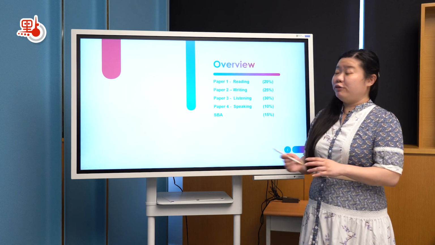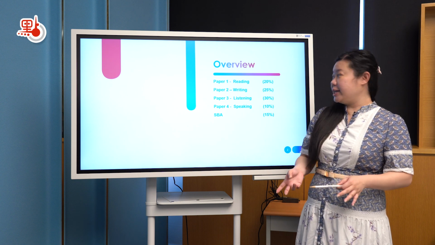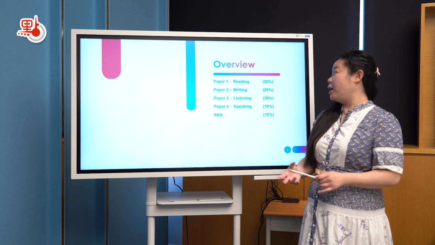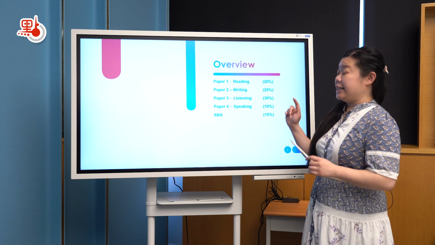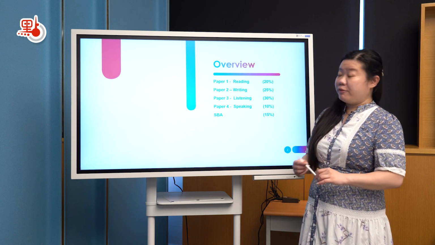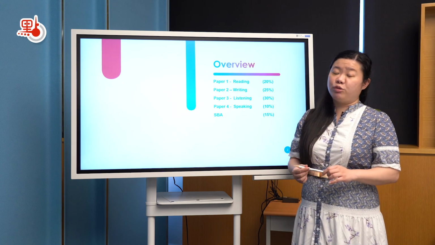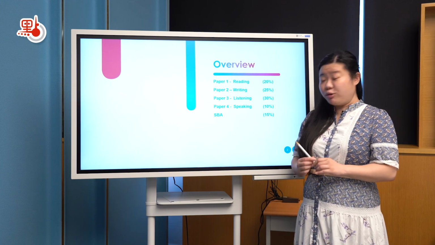So the first overview of the English exam is paper 1, reading. It's 20% of the subject marks, and then paper 2 is writing, and it's 25% of the subject marks. And paper 3, listening, which is the most important paper, as you can see here. It's 30% of the DSE subject score. And then paper 4, speaking, that's 10%, and SBA, which is school-based assessment, 15% of the DSE scores.